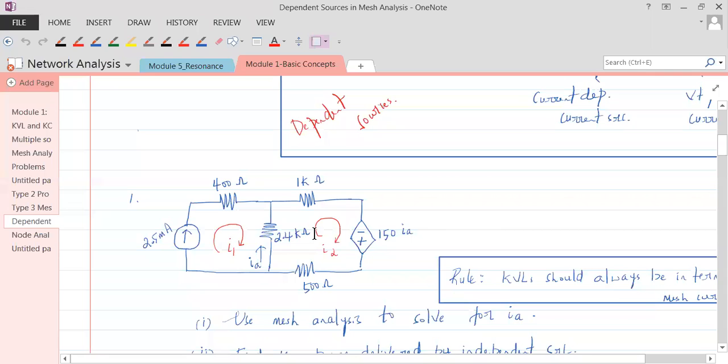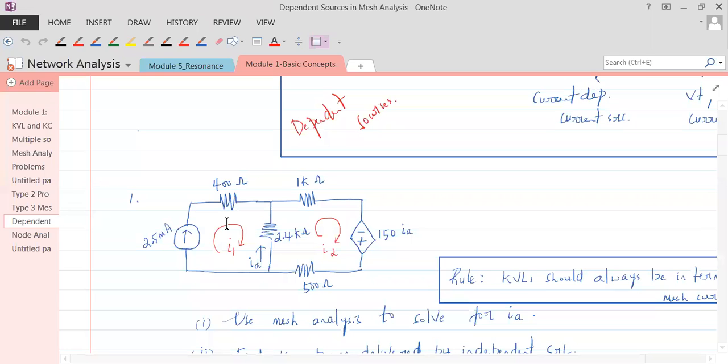Why were we doing mesh analysis? To find the mesh currents. How did we find the mesh currents? By applying KVL to each mesh, isn't it? And another thing you need to know in this circuit is that we don't apply KVL to every mesh. We don't apply KVL to all the meshes available.